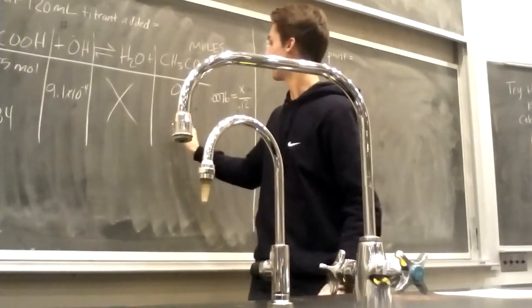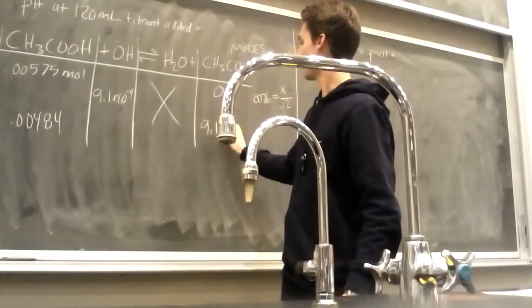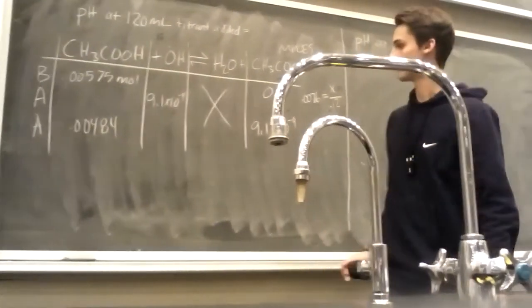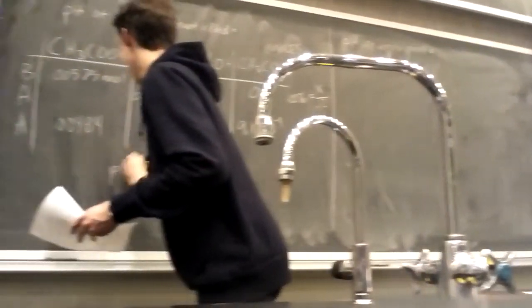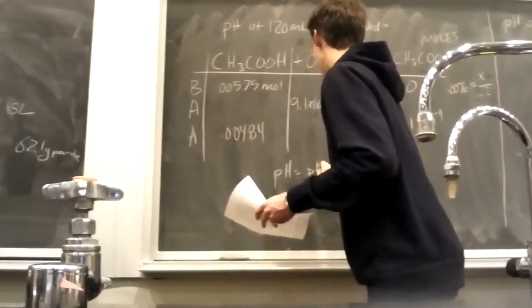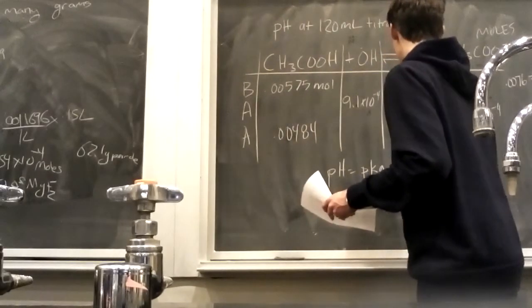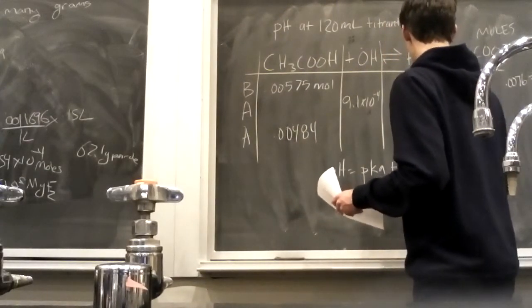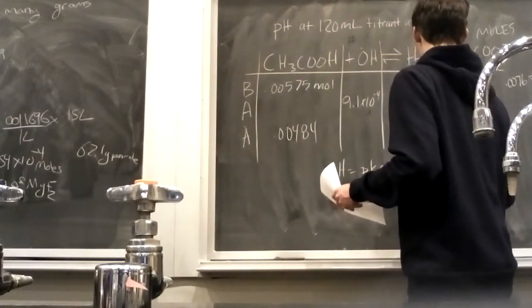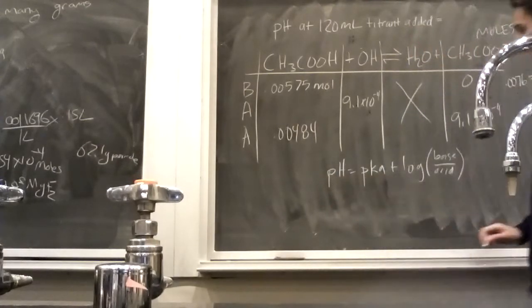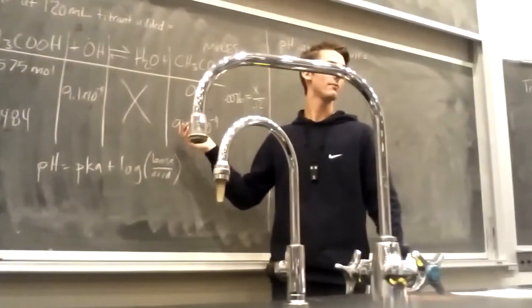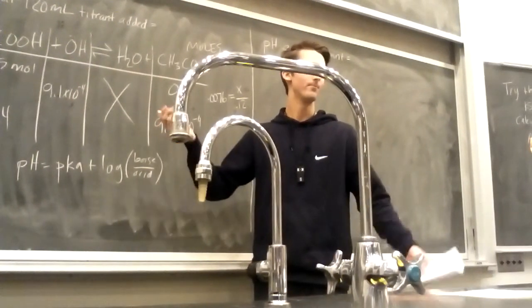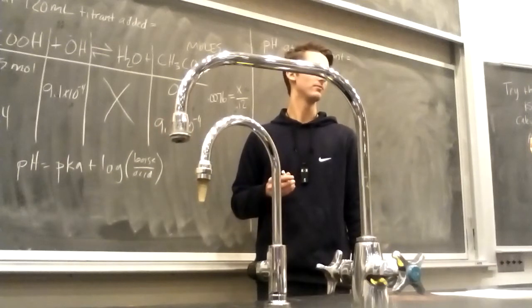Okay, so of acetate, I have this same exact amount of moles. Now I use Henderson-Hasselbalch: pH equals pKa plus the log of base over acid. Now, you can just use these amounts of moles in the Henderson-Hasselbalch, or you can convert to molarity. Either way, you're going to get the same answer.